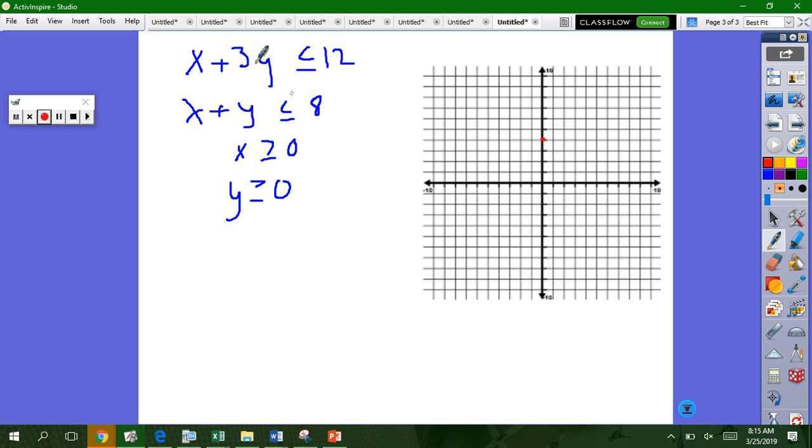Okay, we're going to designate this one by the red line. What would be my x-intercept is when I plug 0 in for y. So I plug a 0 here. X is 12. Need 2 more tick marks. X is 12. Okay? So this is this line.